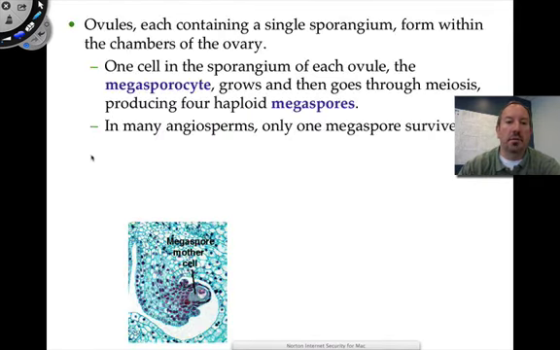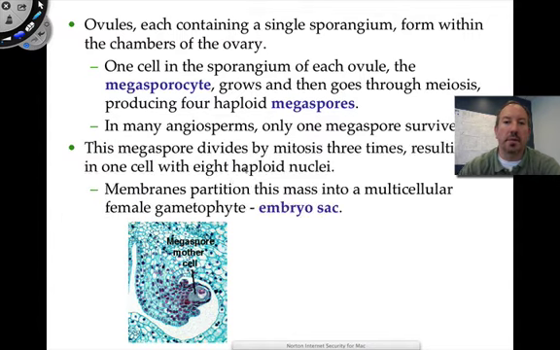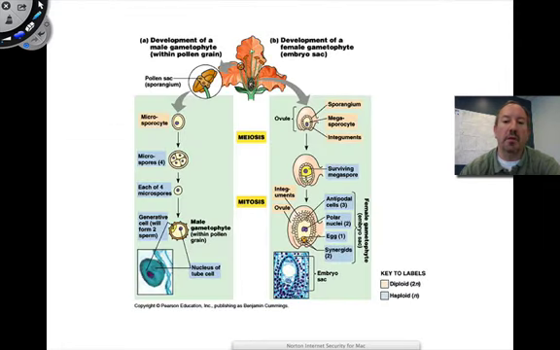Okay. So the megasporocyte then grows into megaspores, we talked about this, and then eventually it'll divide through mitosis 3 times to produce 7 cells, and those 7 cells are referred to as the embryo sac, and that's the female gametophyte, the embryo sac, so all 7 of those cells. And so up here, just to review, this is a diploid megasporocyte, and then through meiosis it produces 1 surviving megaspore, and then 3 mitotic divisions, and then you have 7 cells.